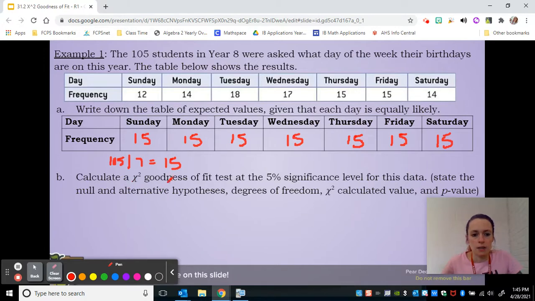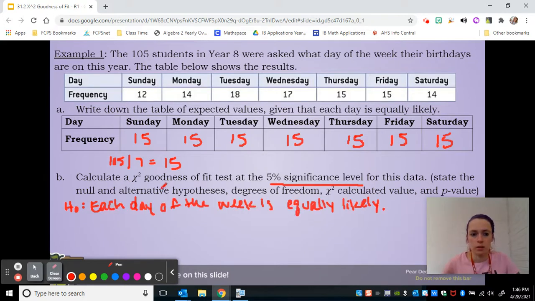Part B, calculate a goodness of fit test at the 5% significance level for this data. So they're telling us in the parentheses what all that entails. We need to state our null hypothesis first. So again, our null hypothesis is that each day is equally likely. Also need to state my alternative hypothesis. Just like our chi-squared test for independence, your alternative hypothesis is exactly what your null said, except not equally likely in this case.